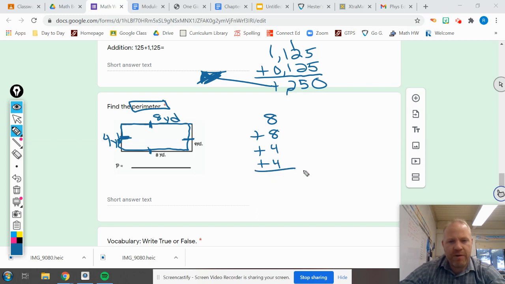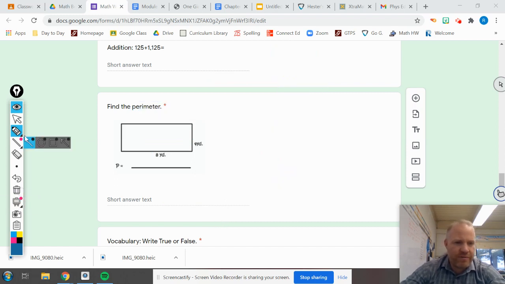So when we have perimeter, we add all sides. 8 plus 8 is 16. So 16 plus 4 is 20, plus 4 is 24. So we have 24, and in this case, we have yards, 24 yards. If you need the notes, pause the video.